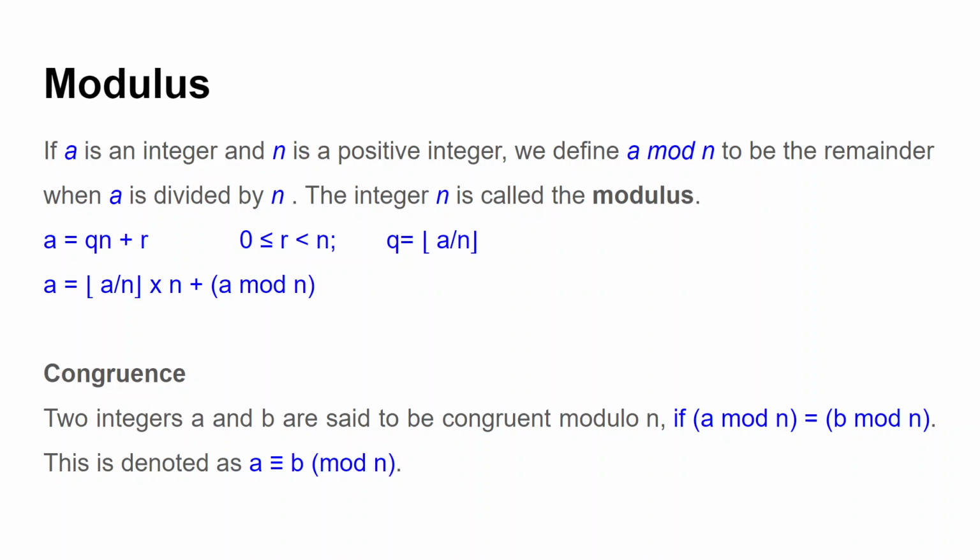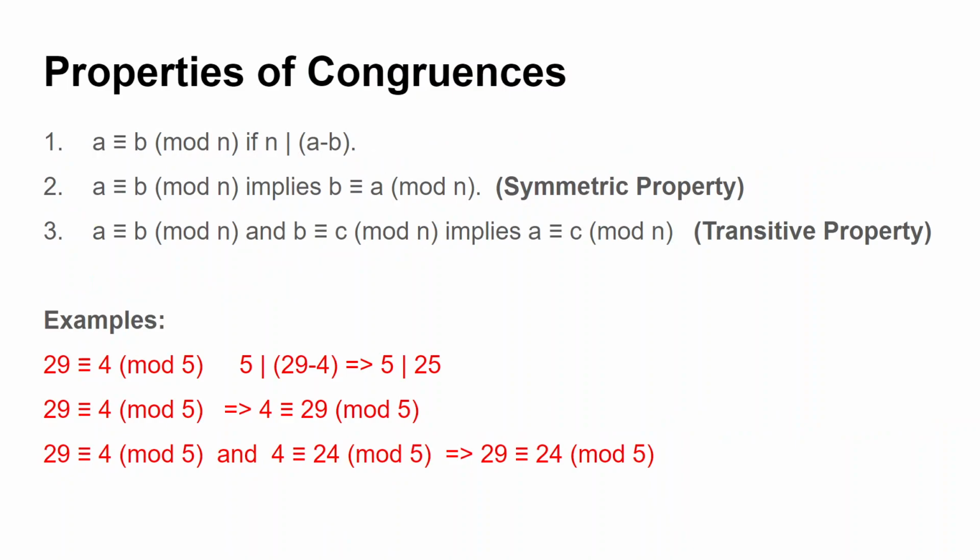And now let us discuss congruences. Two integers a and b are said to be congruent modulo n if a mod n is equal to b mod n. This is denoted by a ≡ b mod n. There are some properties for congruences. a is congruent to b modulo n if n divides a minus b. Then the symmetric property: a is congruent to b mod n also implies that b is congruent to a modulo n. And then the transitive property.